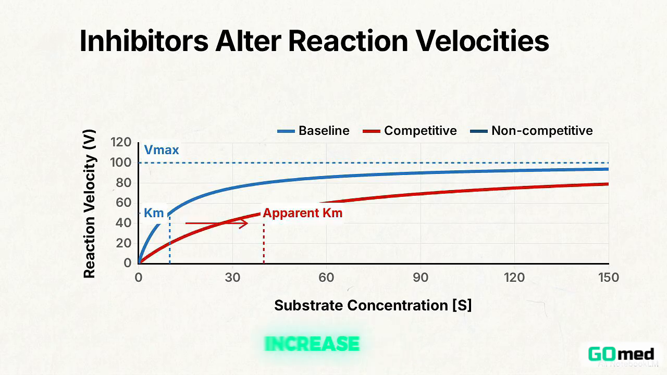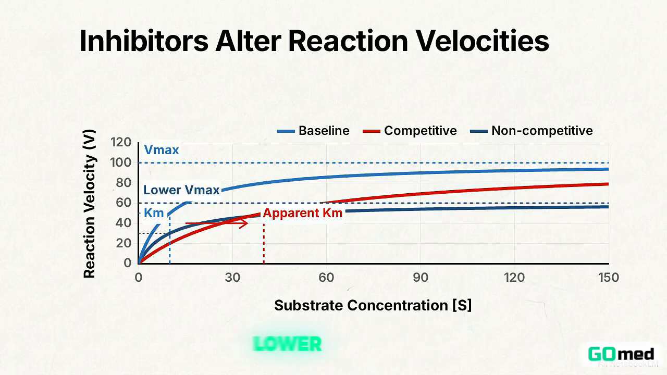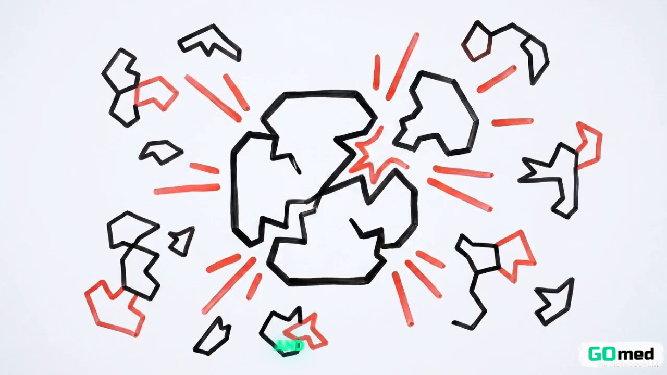Competitive inhibitors increase the apparent Km by blocking the active site. Non-competitive inhibitors lower Vmax by reducing the number of functional enzymes. Cellular dysfunction and disease states follow when these fundamental kinetic rules are disrupted or inhibited.